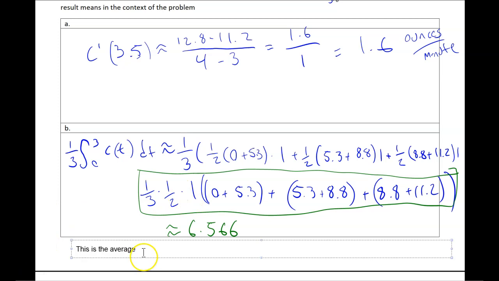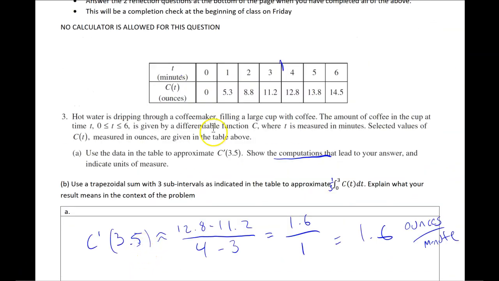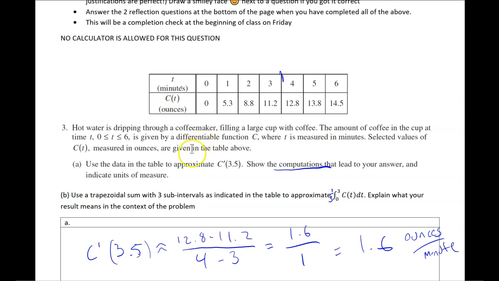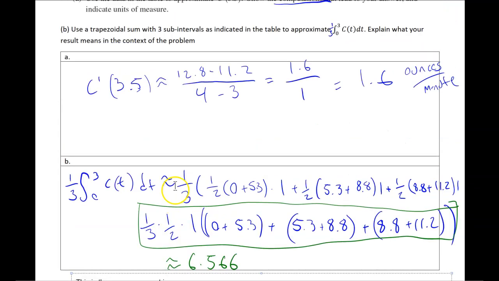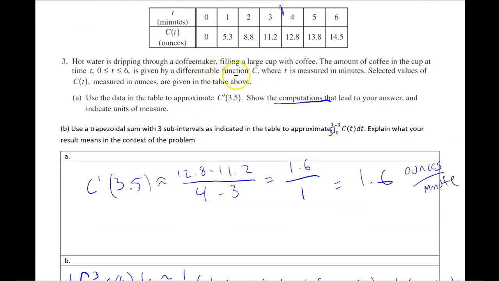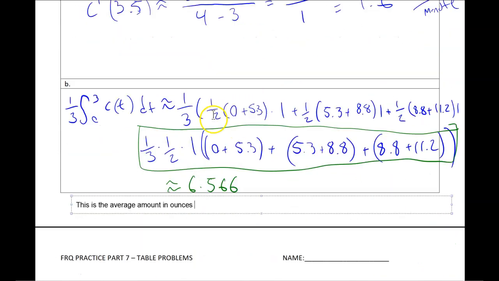So this is my average value of C of t that I found, and it's in ounces. So my interpretation is I can say this is the average amount in ounces. And then my noun is the amount of coffee in the cup according to the text, right?